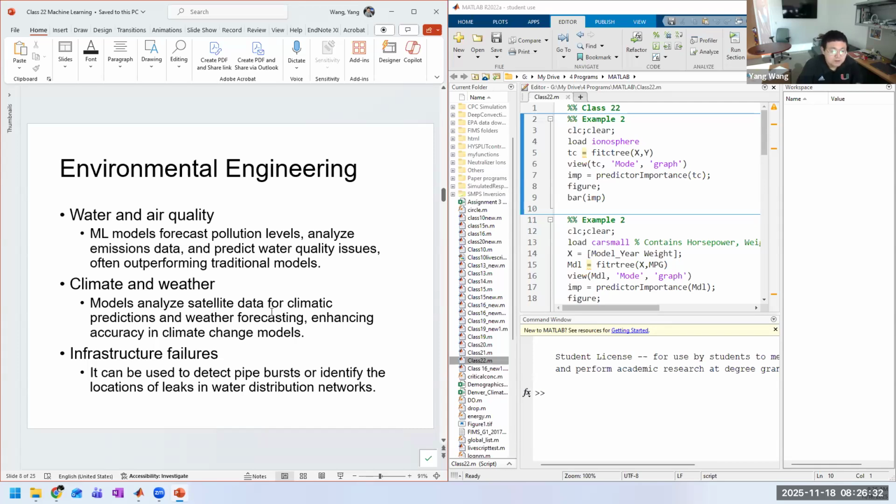And also the weather models. So you can also more accurately predict infrastructure failures. It can be used to detect pipe bursts or identify locations of leaks in a water distribution network.